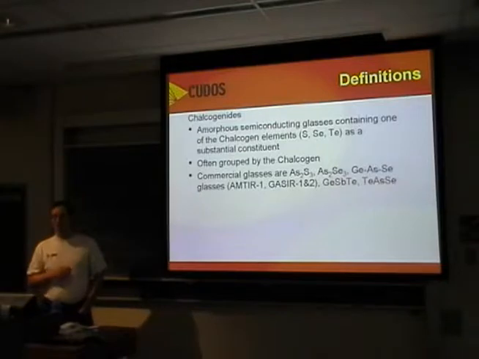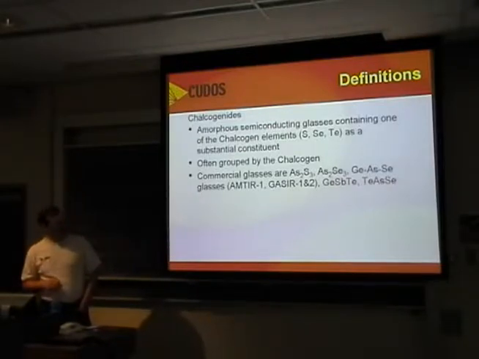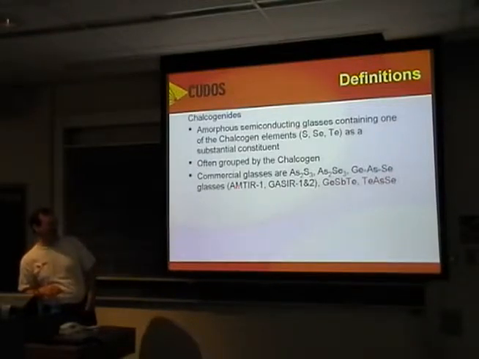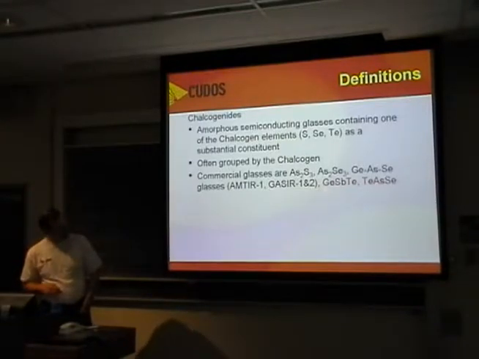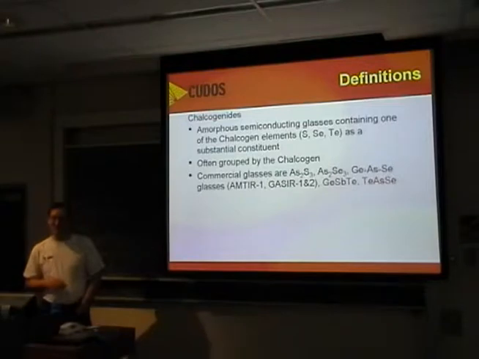There are a number of commercial chalcogenide glasses available today. The ones that are commonly available are arsenic trisulfide, arsenic triselenide. There are a number of germanium arsenic selenium glasses with trade names like AMTIR1, which stands for amorphous material transmitting infrared. Gassier, I can't remember what Gassier stands for, but it stands for something. Two flavours of that. So-called GST, germanium antimony tellurium. That is very widely used.